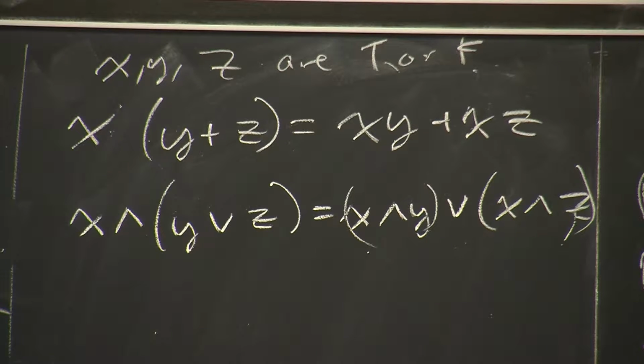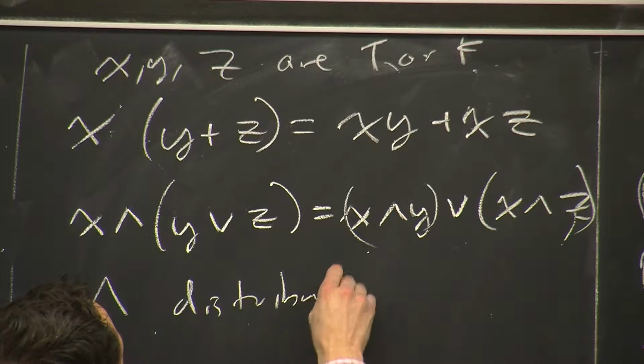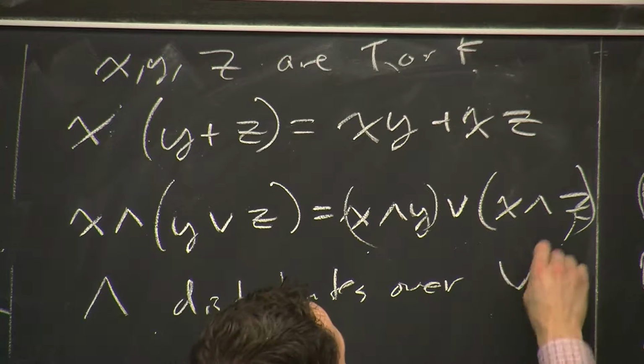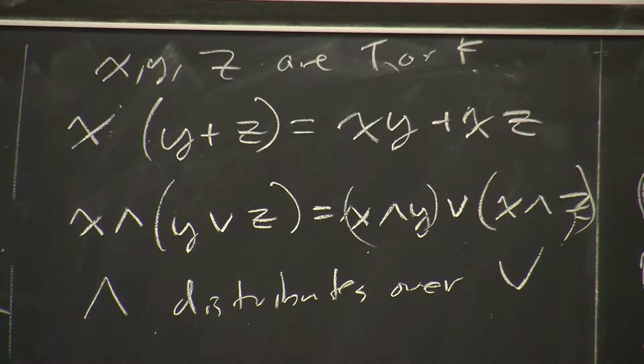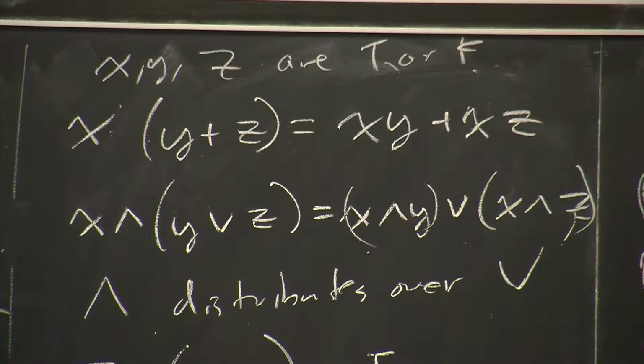So and distributes over or for Boolean expressions. For a concrete example, true and true or false, plugging in true for x, true for y, and false for z. That's going to be, well, true or false is true. True and true is true, so that's true. And that's equal to the distributed version, true and true, or true and false. Right, that's false, but then I have an or.